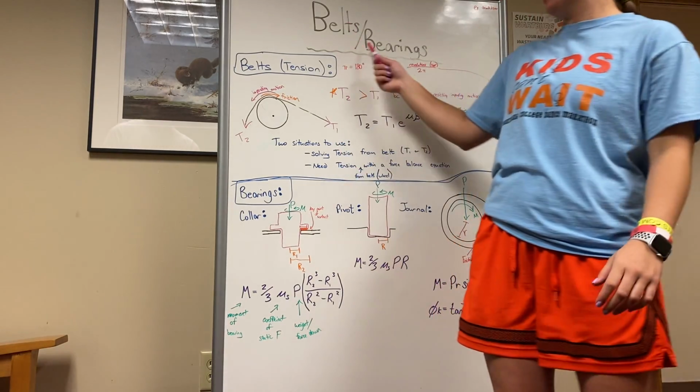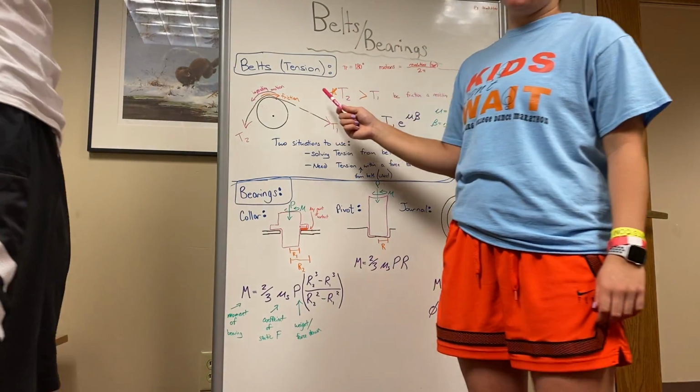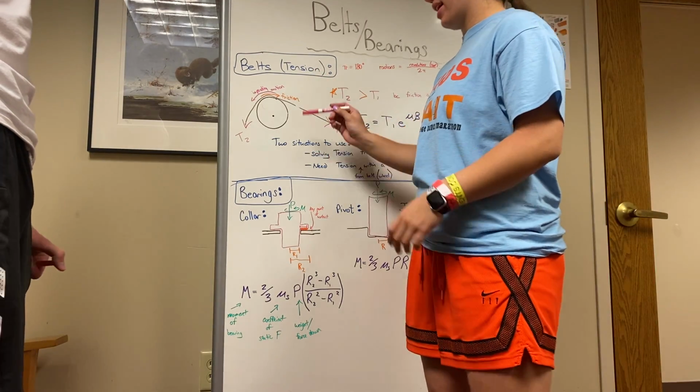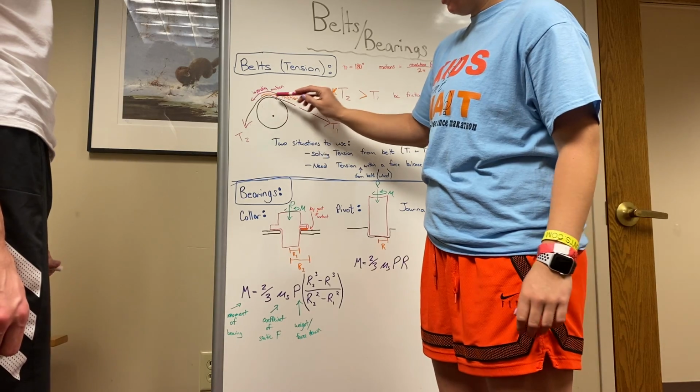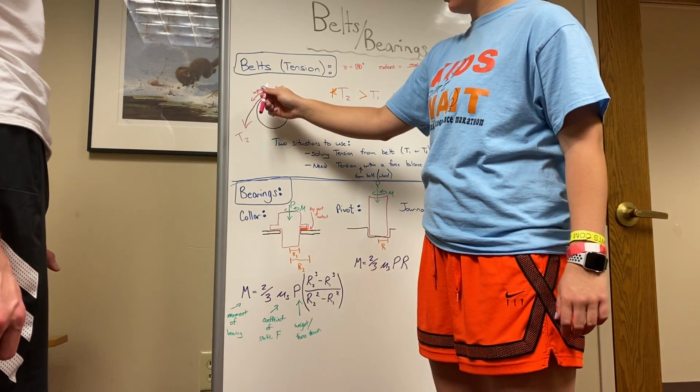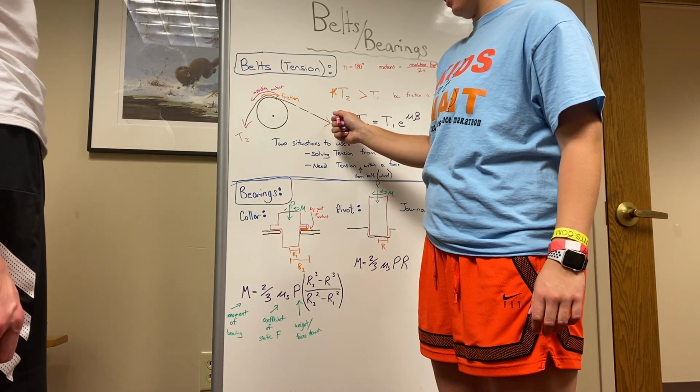Today we are talking about belts and bearings. I will be sharing about belts. So, to start with, we have this wheel with a belt on it, and our impending motion is going this direction, so that means our force has to be going in the opposite direction.